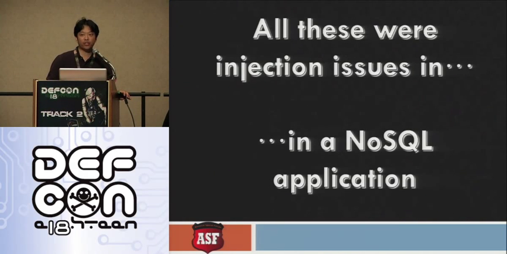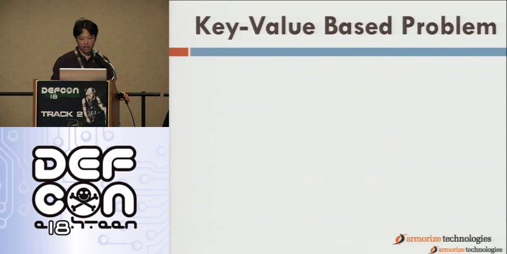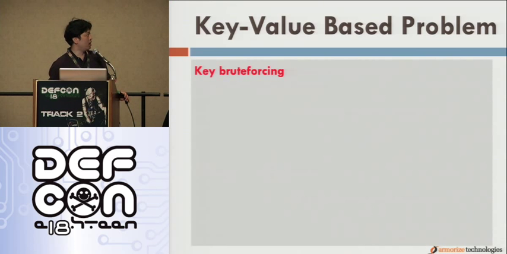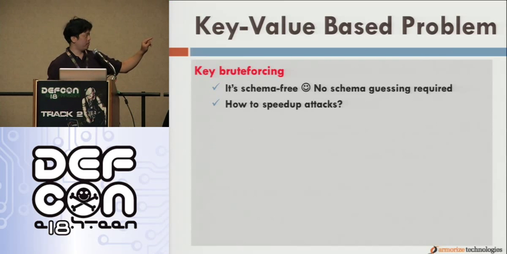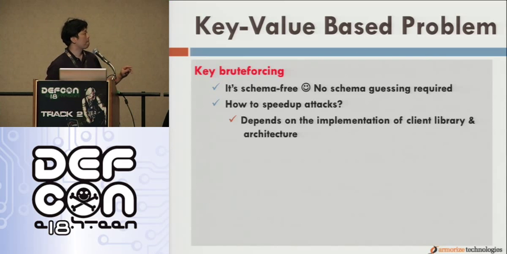So all these were injection issues in a NoSQL application, right? So NoSQL equals NoSQL injections? Not necessarily. Key value based problems: in a key value based database, we can at least do key brute forcing. Key value based databases are schema free, so we don't have to guess the schema. But when we're doing key brute forcing, the key now is how to speed up the attacks. It really depends on the implementation of the client library and architecture.